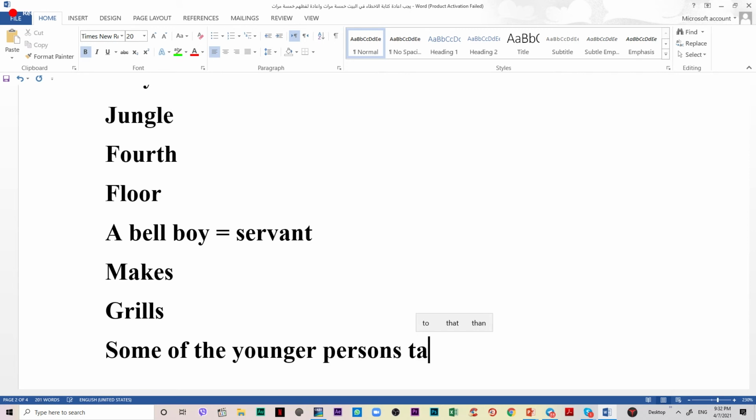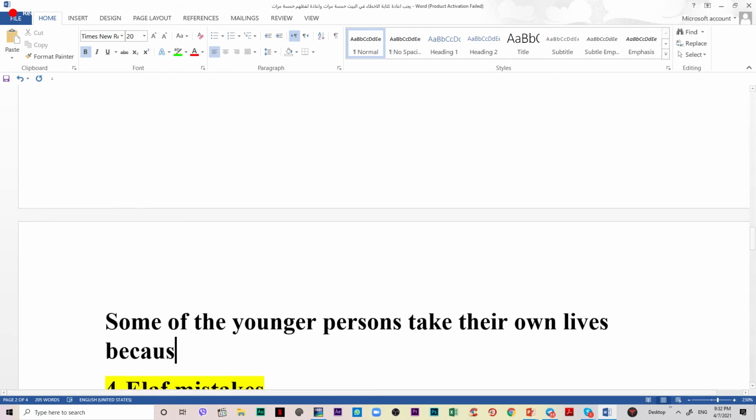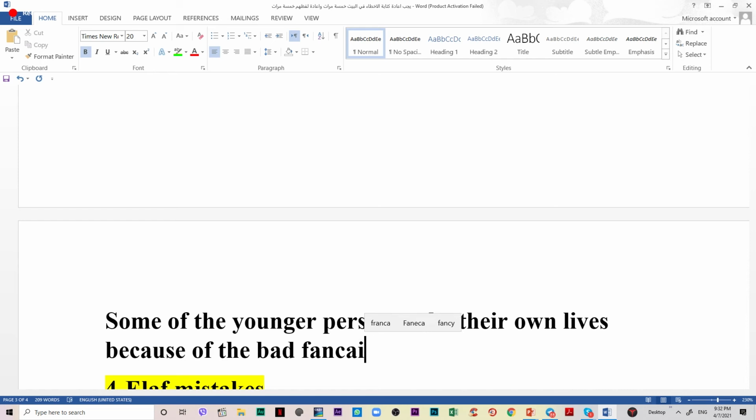Yes, we can say take their own lives because of the bad financial circumstances. Okay. Who can give me an example about take his own life?